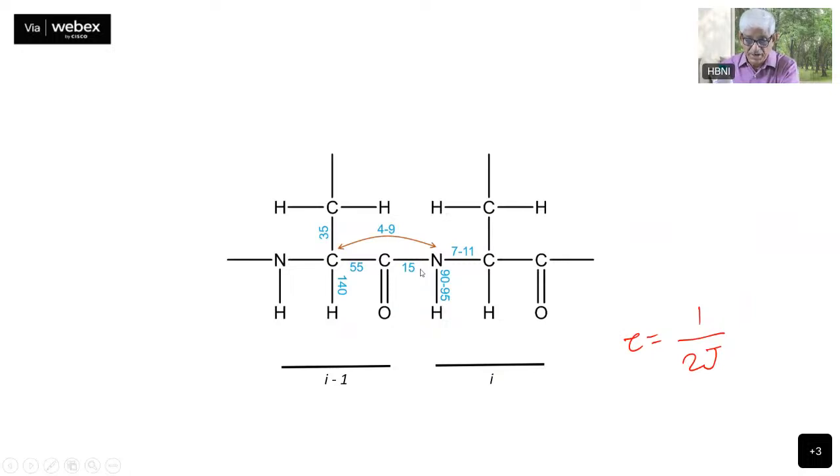See, the one-bond nitrogen-proton coupling is 90 to 95 hertz. Nitrogen to C alpha two-bond coupling is 4 to 9 hertz. Nitrogen to C alpha one-bond coupling is 7 to 11 hertz. Nitrogen to carbonyl is 15 hertz. And carbonyl to C alpha is 55 hertz.